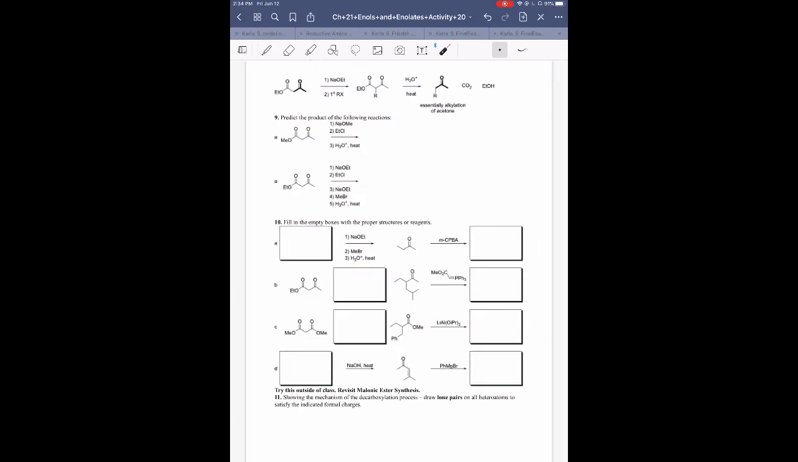Okay, so now we're going to look at our acetoacetic ester synthesis, which is similar to the malonic ester. However, our product is going to finish with an acetone and CO2. So now we're going to look at number 9. We're going to predict the product.